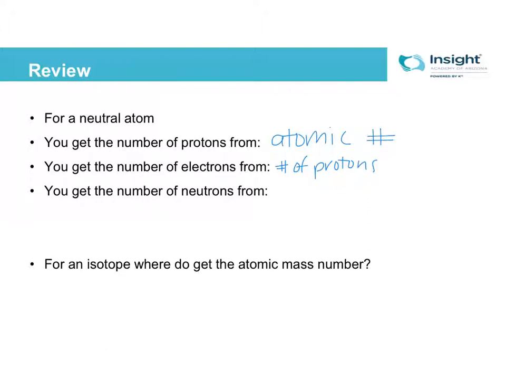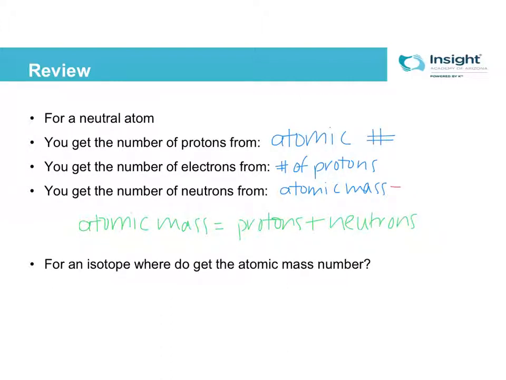And then you get the number of neutrons from your atomic mass. Now there is a calculation there, because let's refresh our memories. The atomic mass is a combination or the addition of two things. That's going to be your protons plus neutrons. So if we need to figure out neutrons, we're going to take that atomic mass and we are going to subtract your protons. This is key and important to figuring out how to deal with isotopes and ions based on their slight differences.